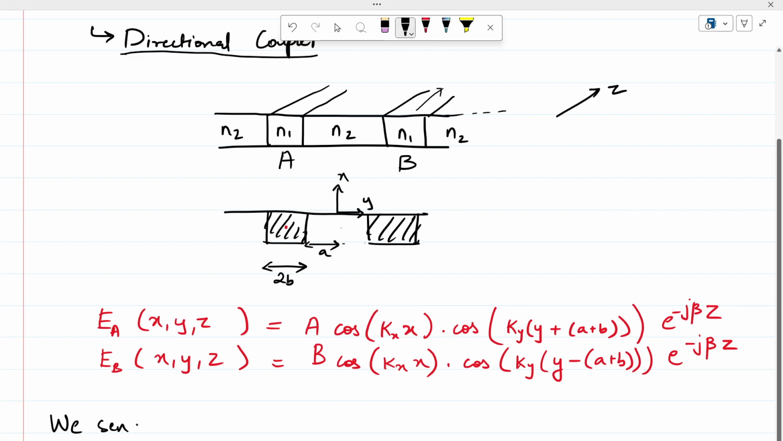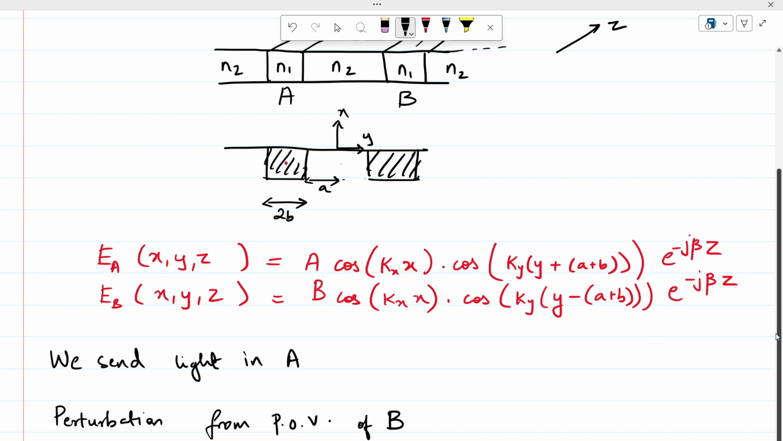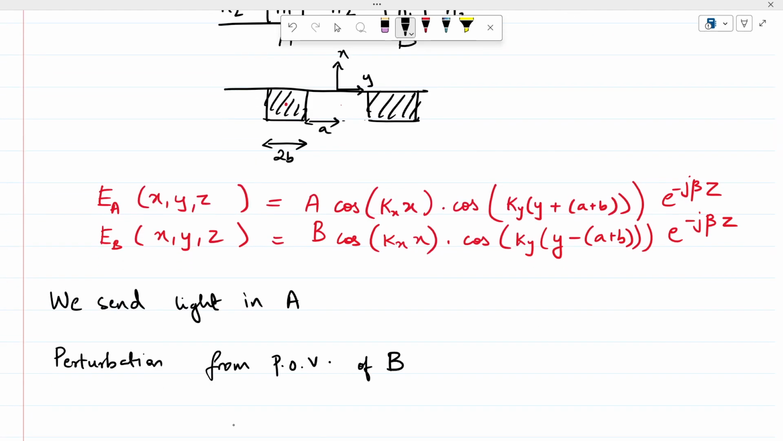We send light in A, and we are seeing the perturbation from the point of view of B. So P pert.